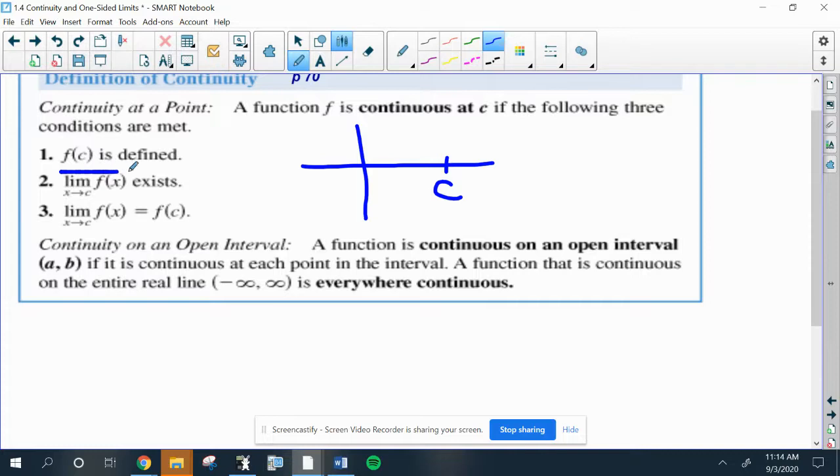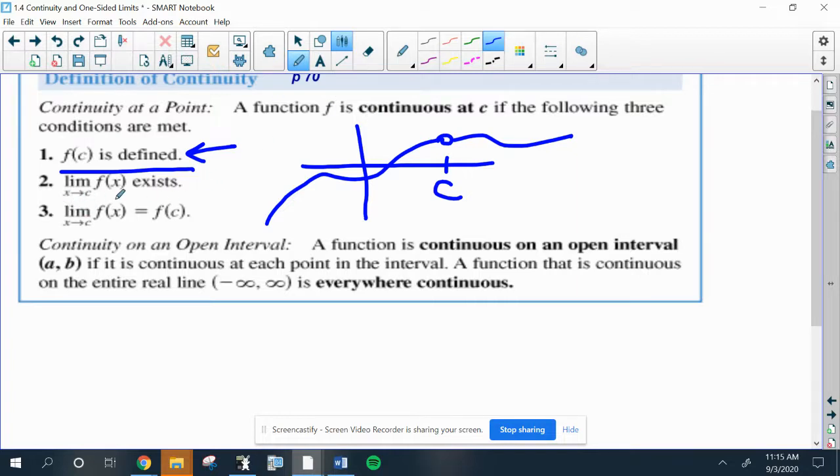So f of c is defined. If I see a function and say it's not defined at c, that could be an asymptote or it could even be just an open point. That's obviously not continuous. So therefore, this is a requirement of continuity.